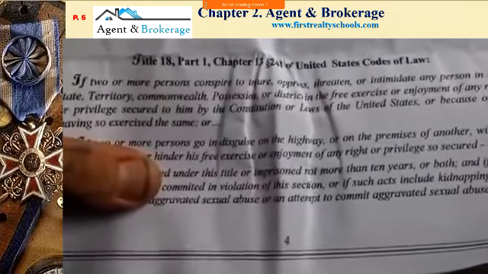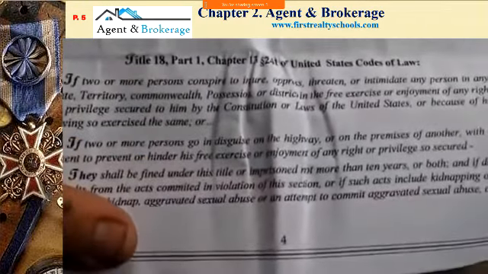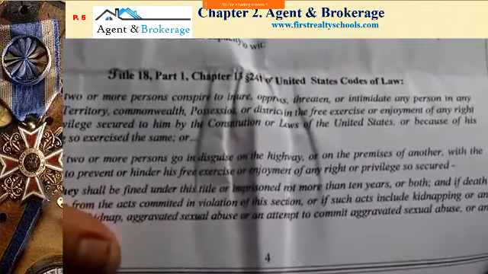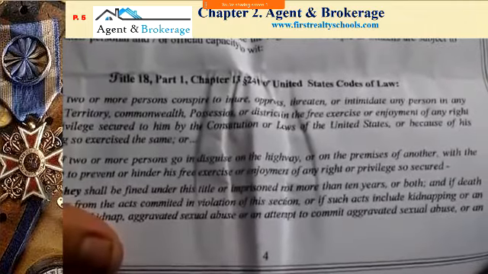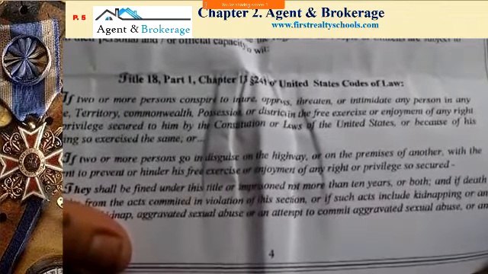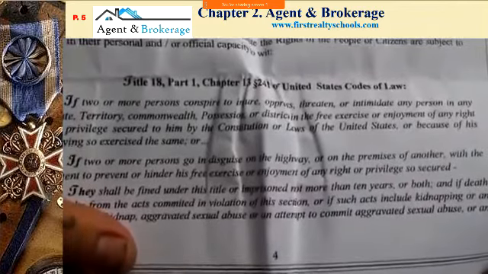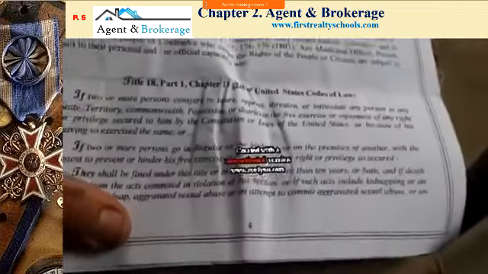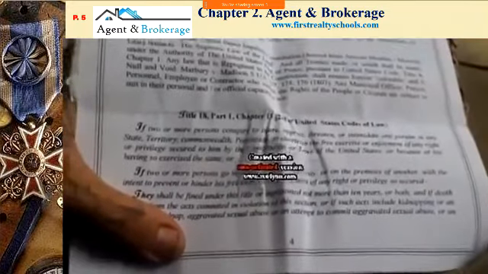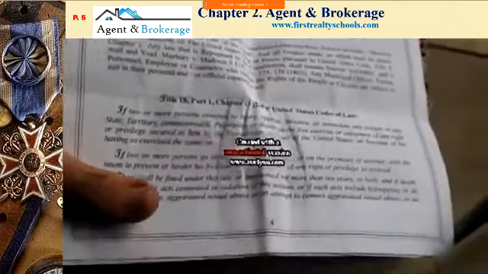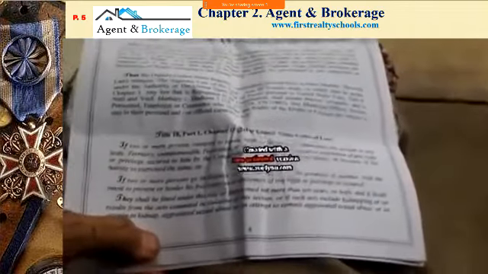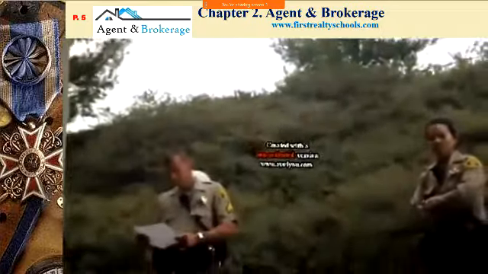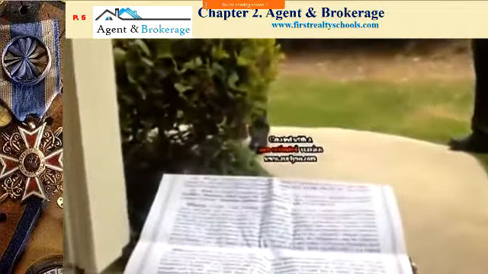Chapter 13, subsection 241, United States Code of Law. If 2 or more persons conspire to injure, oppress, threaten, intimidate any person in any state, territory, commonwealth, or possession, or district in the free exercise or enjoyment of any right or privilege secured to it by the Constitution or the laws of the United States, or having so exercised them, if 2 or more persons go in disguise on a highway or the premises of another, which is what it really seems to me like what you guys are doing right now. You're on the premises of another, acting under color of law.